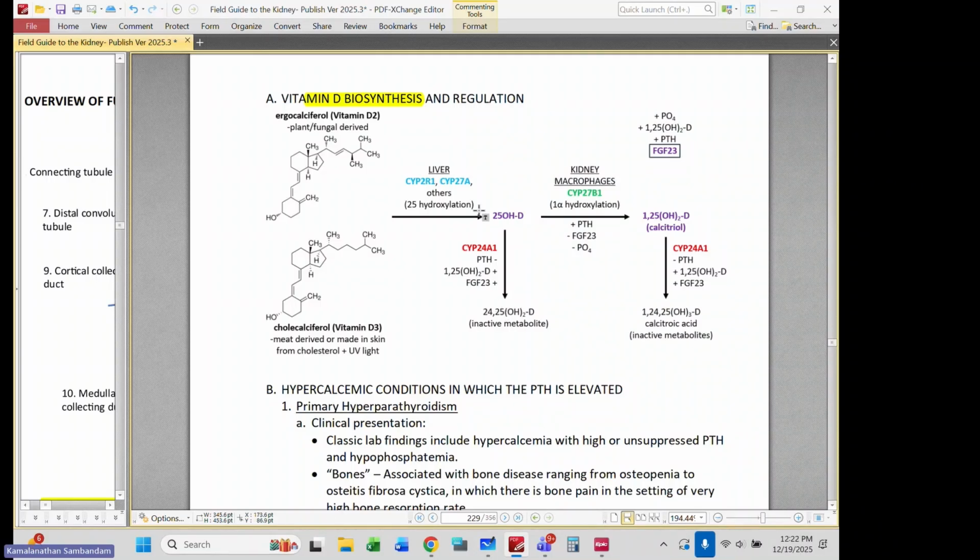Turns out that your bioassay for 25 hydroxyvitamin D is not the best, and many of these bioassays will capture 24,25 hydroxylated vitamin D as well. So your 25 hydroxyvitamin D assay can sometimes overestimate the true reality of how much 25 hydroxyvitamin D you have.